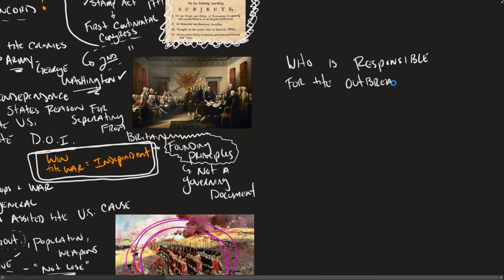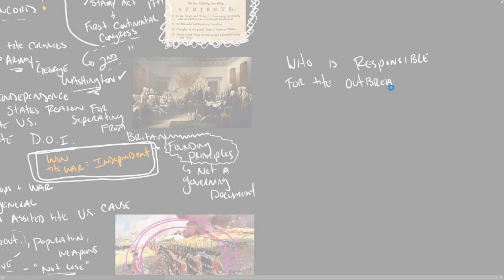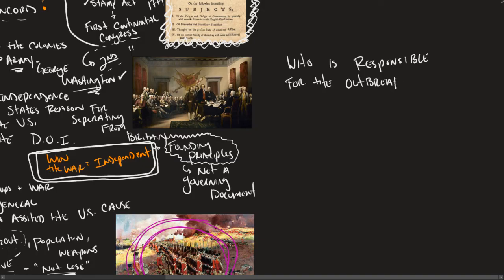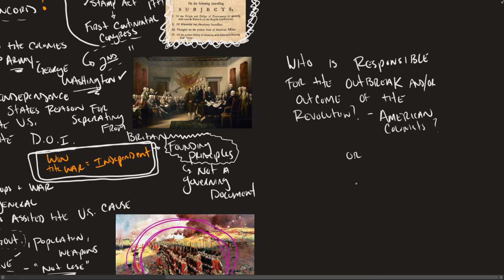Looks like my computer's freezing up on me a bit. There we go. Who is responsible for the outbreak and/or outcome of the revolution, what we might call the American colonists or Great Britain?